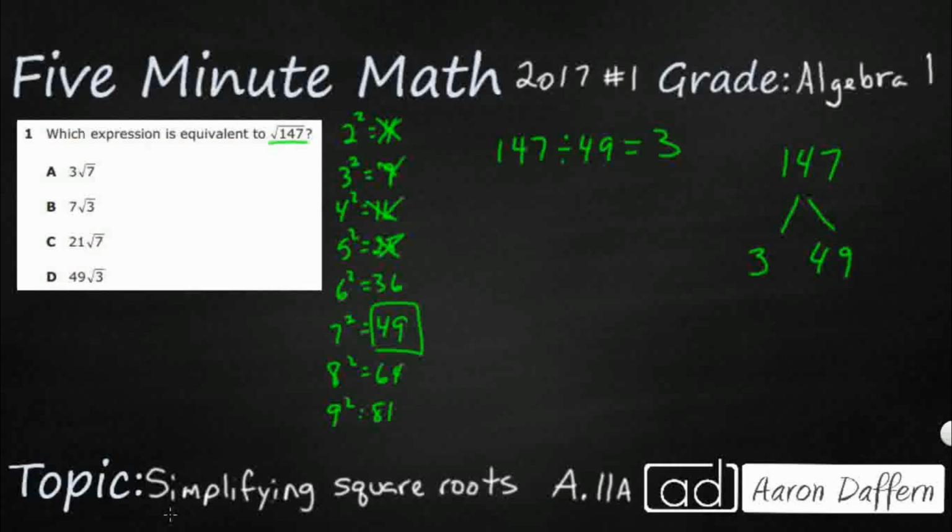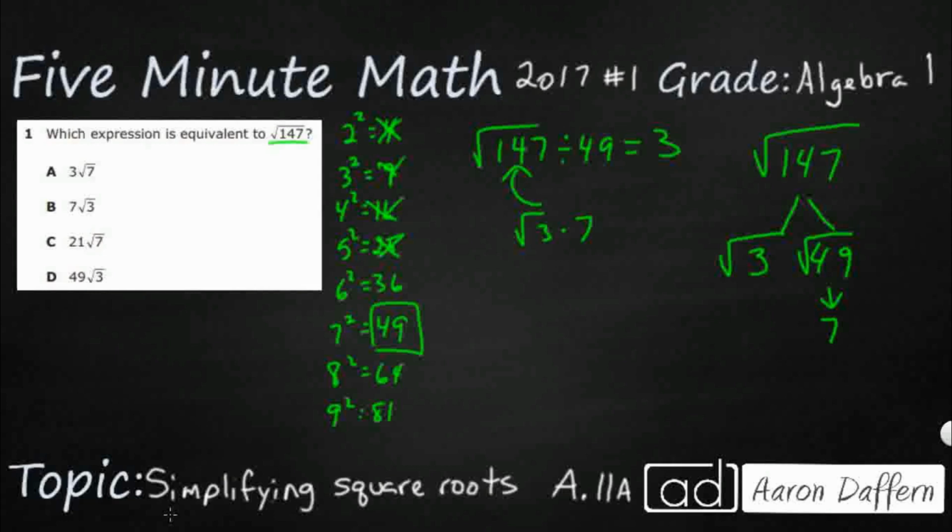But here's the thing, that wasn't just a 147. It was a square root of 147. So then we can put a square root on both of those. We don't know what the square root of 3 is, that's an irrational number, 1.73, and so on. We do know what the square root of 49 is. The square root of 49 is 7. So that means we've got the square root of 3 times 7, which is the same thing as the square root of 147.